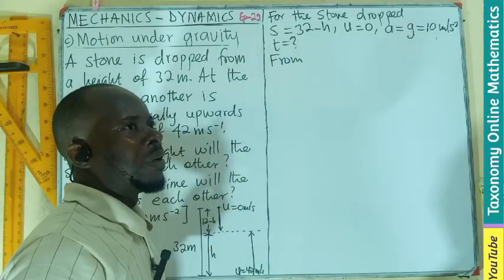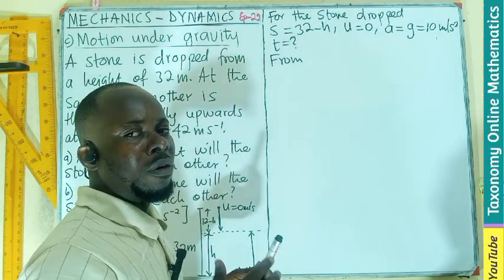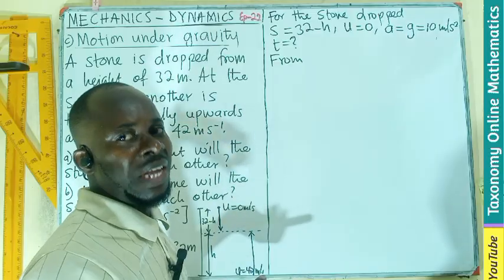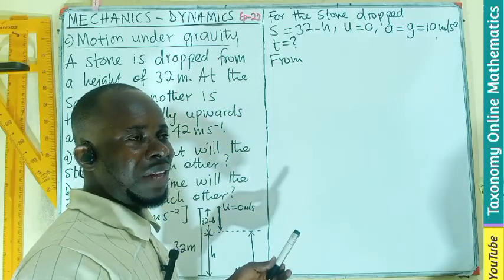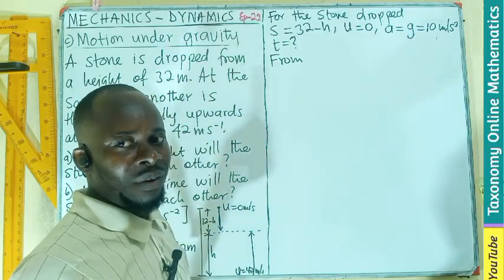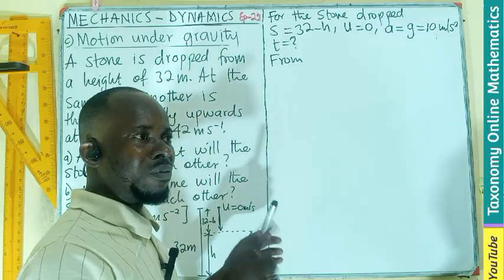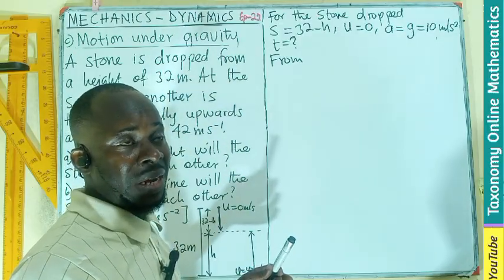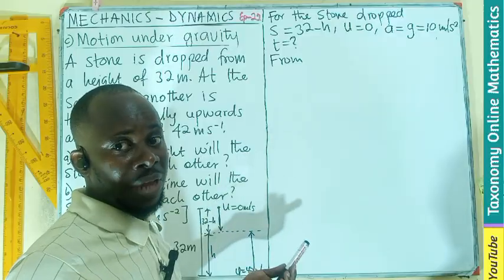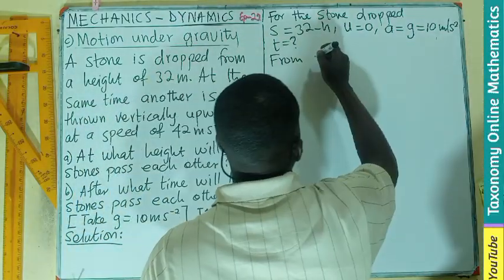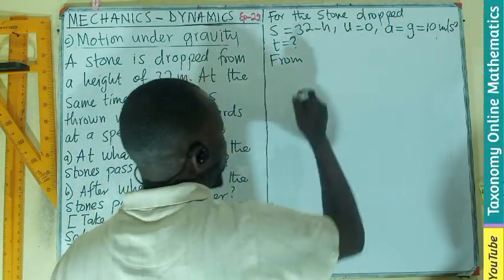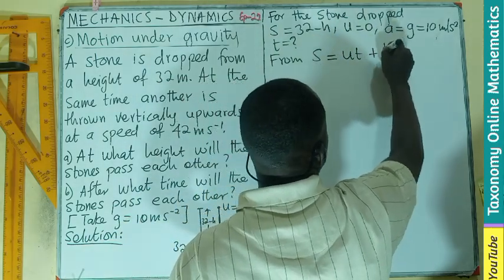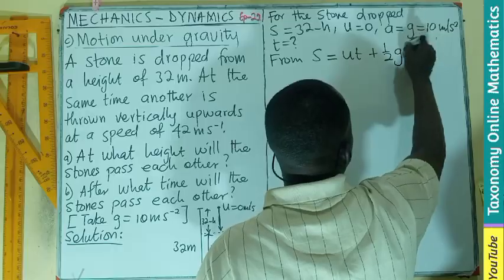So from the equations, the first equation makes use of final and initial velocity and time, no distance. The second one makes use of distance, time, and acceleration. The third one makes use of velocities, initial and final, acceleration, and distance, no time. So let's use s equals ut plus half at squared.